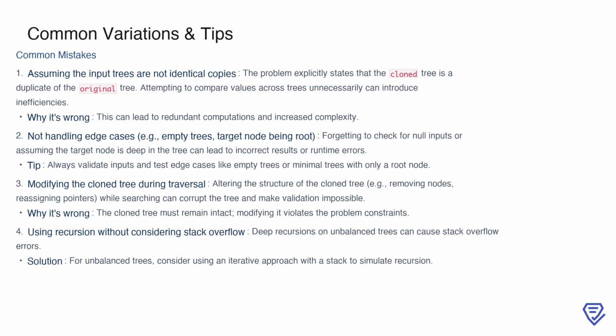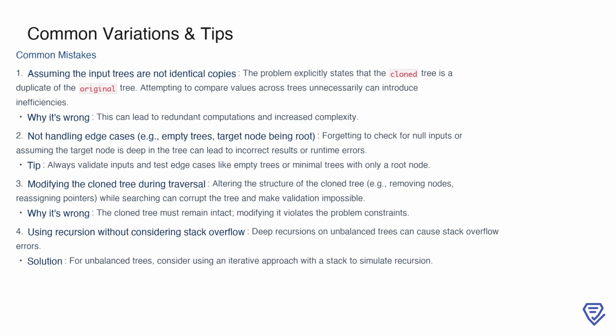When tackling this problem, there are several common mistakes to watch out for. One is assuming that the original and cloned trees are not identical copies. The problem explicitly guarantees that cloned is a duplicate of original, so comparing values across these trees is unnecessary and only adds inefficiencies to your solution. Another frequent pitfall is neglecting edge cases, such as dealing with empty trees or scenarios where the target node is the root. Forgetting to handle these special cases can lead to runtime errors or incorrect results.